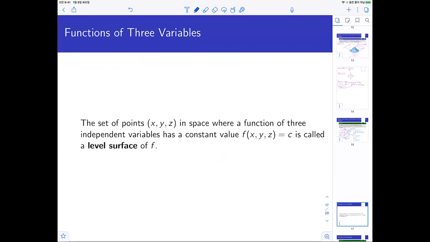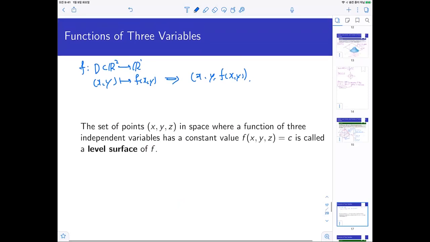Now let's go on to functions of three variables. Okay, here we've drawn a function of two variables from R2 to R, where (x, y) goes to f(x, y). We visualize this function as the graph of x, y, f(x, y). However, if a function of three variables is given, then this kind of extension is impossible because we cannot see an object higher than three dimensional. So in this case, we can only study the level surface.